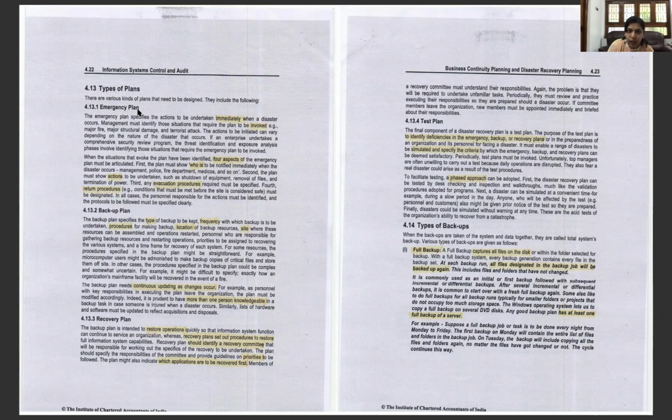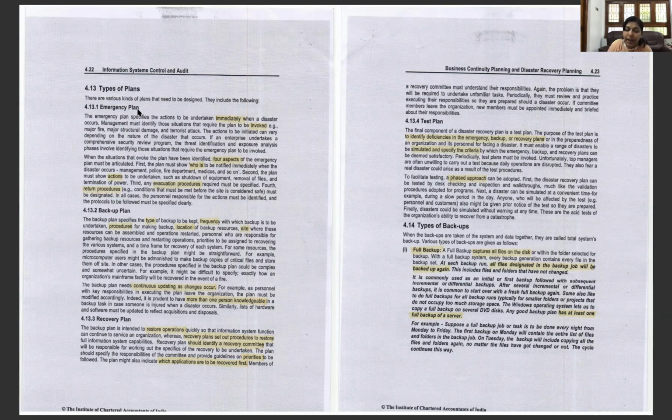Backup plan. It specifies the type of backup to be kept and the frequency with which the backup is to be undertaken. So what is the type of backup and the frequency with which the backup should be kept? Because we all do it, not just at the organization level. We all have a backup of our photos. We all have a backup of our important downloads or important songs and everything.